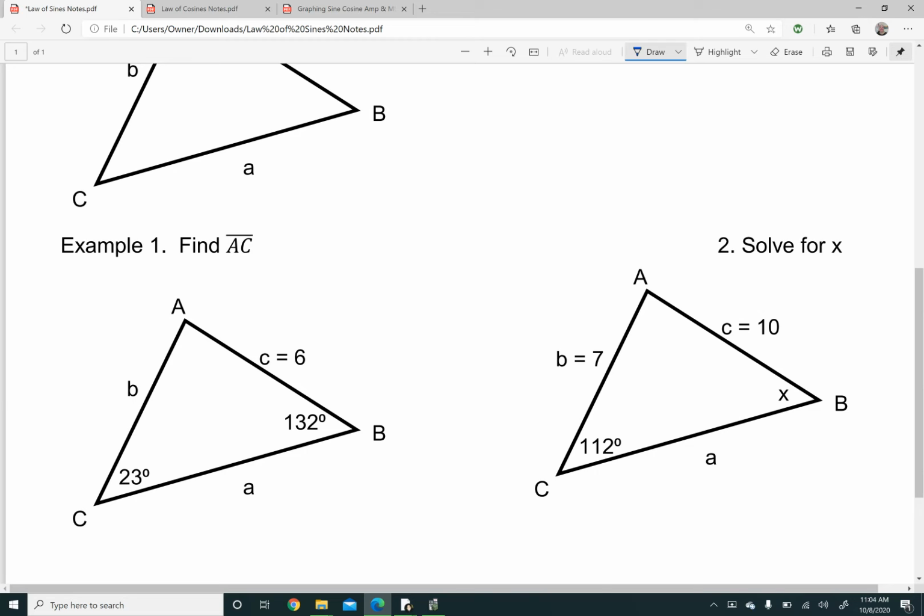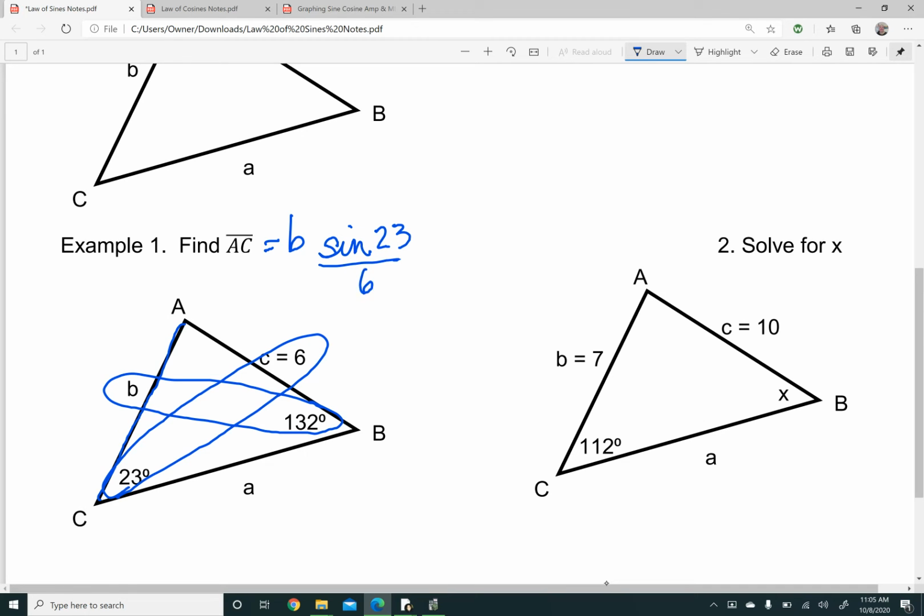So we're looking for the side AC. That's this side right here. So that's side B. The side and the angle that are opposite each other are this side and this angle. So those are the two we're going to put together for our fractions. So we get the sine of C, which is 23, divided by C, which is 6, equals the sine of B, which is 132, over B, which is this. So we're solving for this side here.